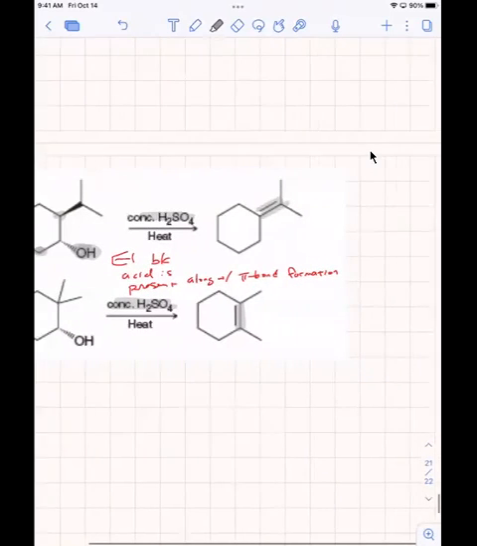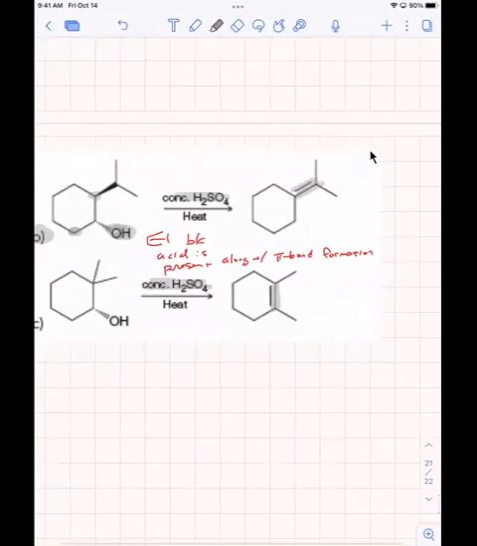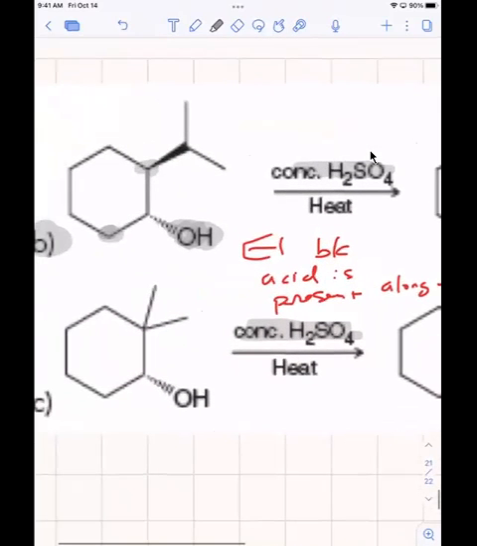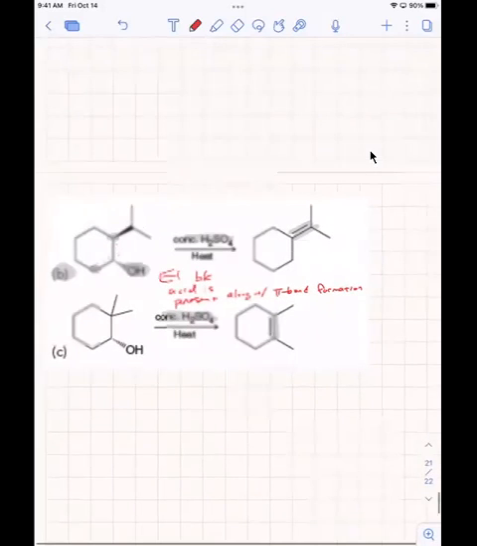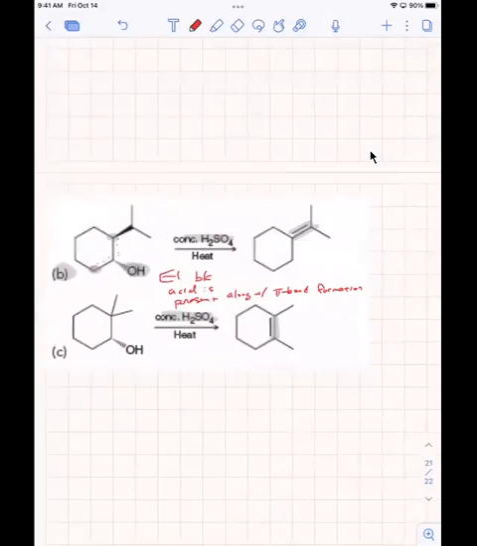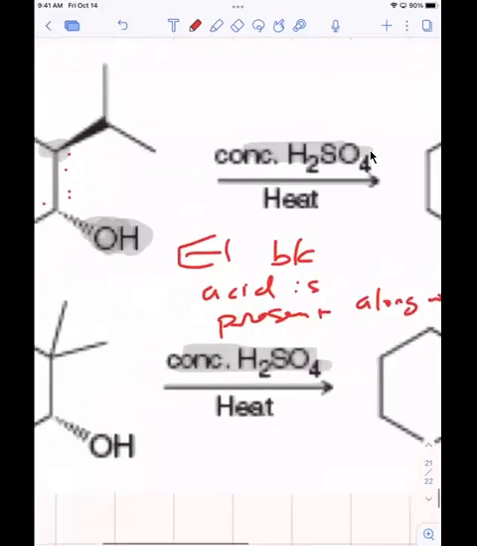Where's the double bond in the product? Is it at either one of those locations? Because if everything was equal, there should be a double bond here, and then a second one there. Let's talk about that. That's why I picked this problem.